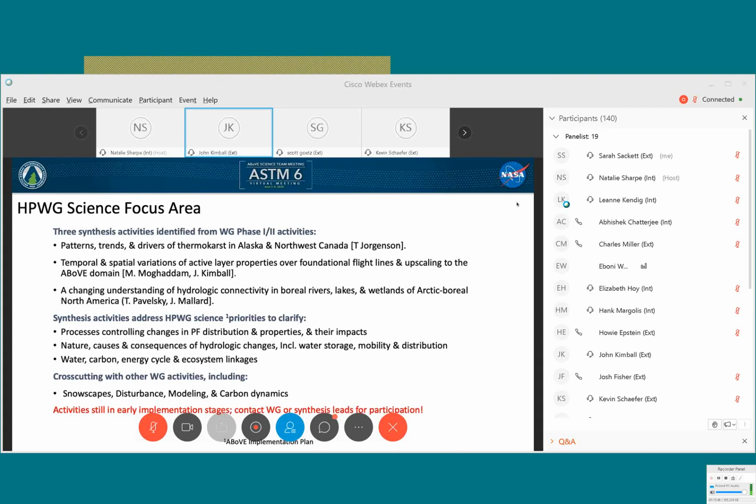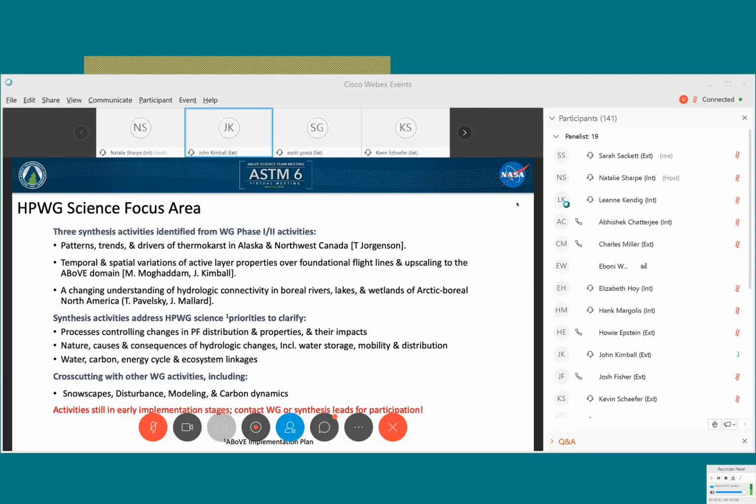These activities also have traceability to the above implementation plan that were highlighting the science priorities within the hydrology focus group. That includes processes controlling changes in permafrost distribution of properties, looking at the causes and consequences of hydrologic changes, including water storage, movement, and distributions. And then also looking at water carbon energy cycle coupling and impact on ecosystem properties.